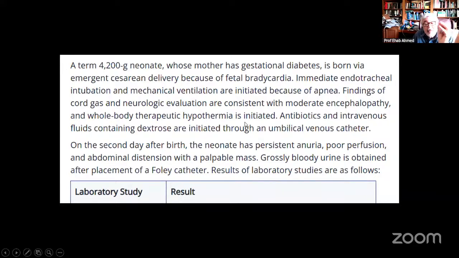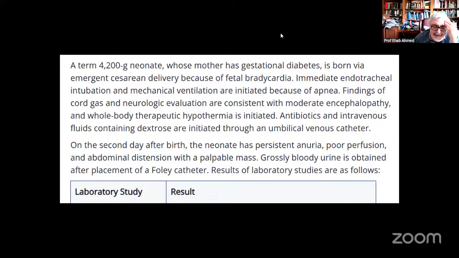Term baby, a large baby, infant of a diabetic mother, intubated and on mechanical ventilation, encephalopathic, had HIE and had hypothermia, antibiotics. Baby is very sick, shocky, has urinary issues, anuria, abdominal distension, mass, grossly bloody urine. There is something wrong in the urinary tract. And then we look at the labs. What is your differential? And after the differential, what is the most common cause? Renal vein thrombosis, renal vein thrombosis, renal vein thrombosis.